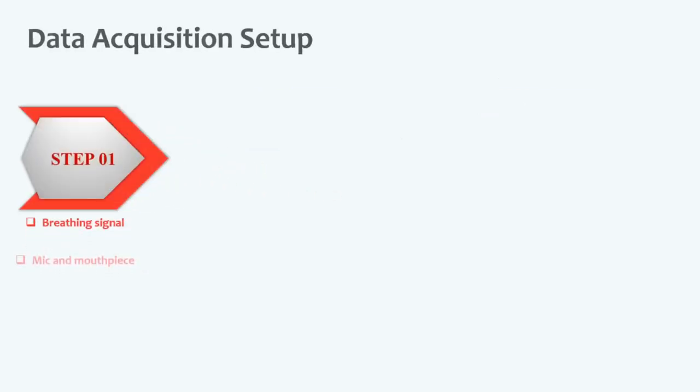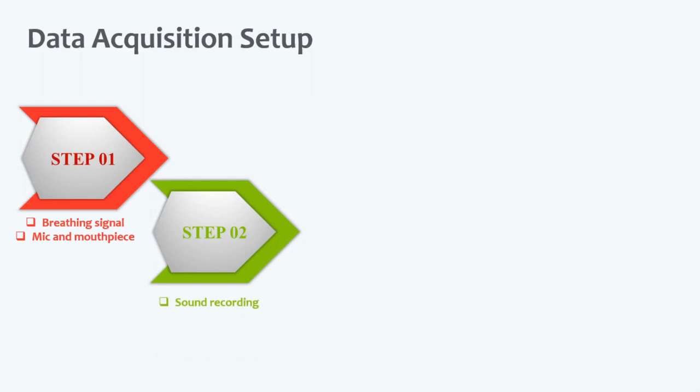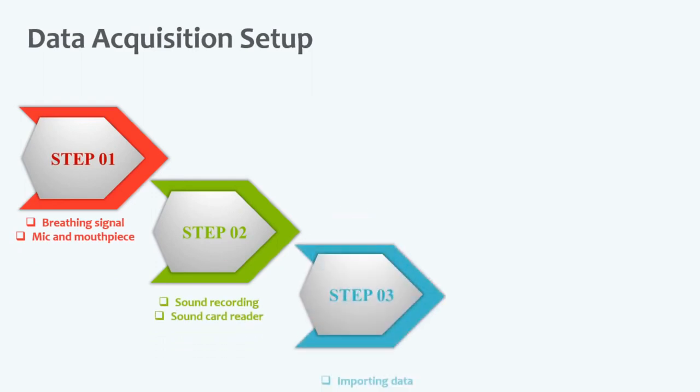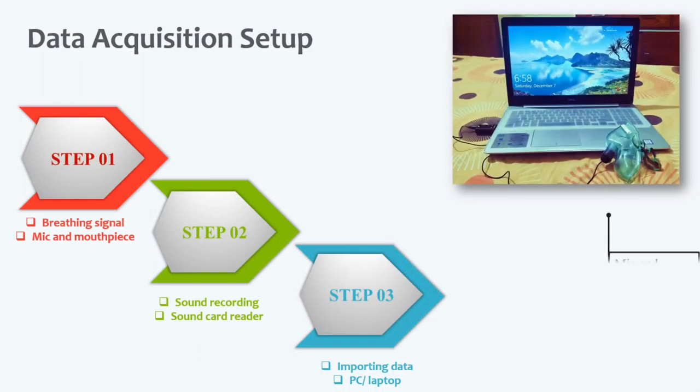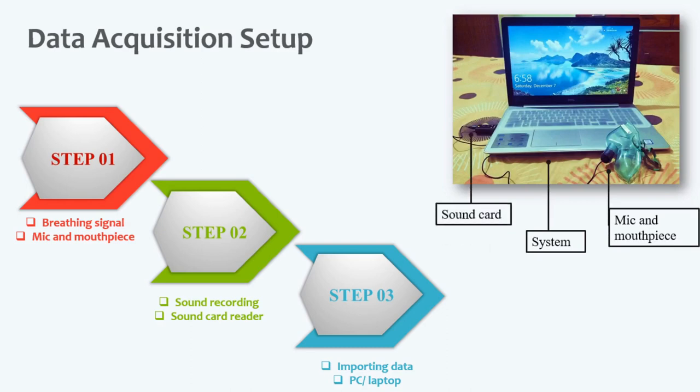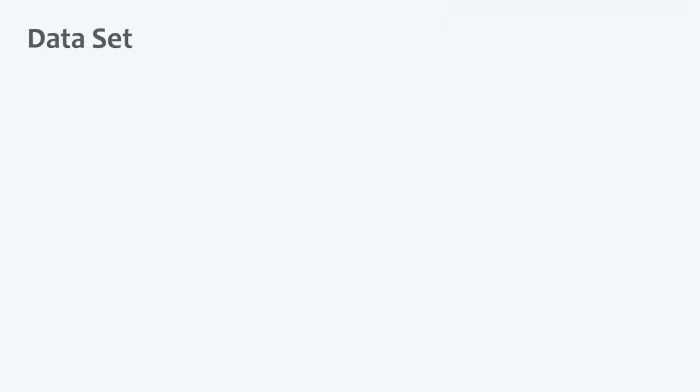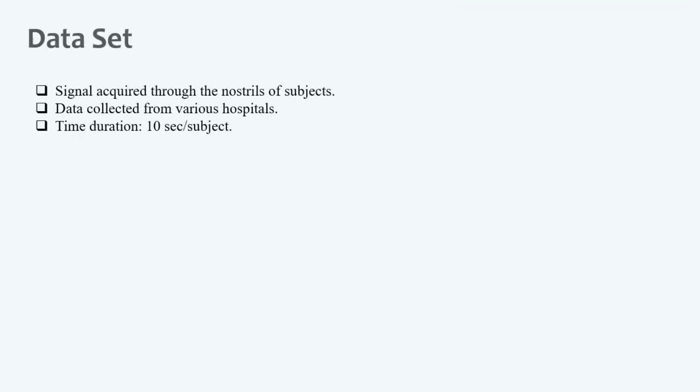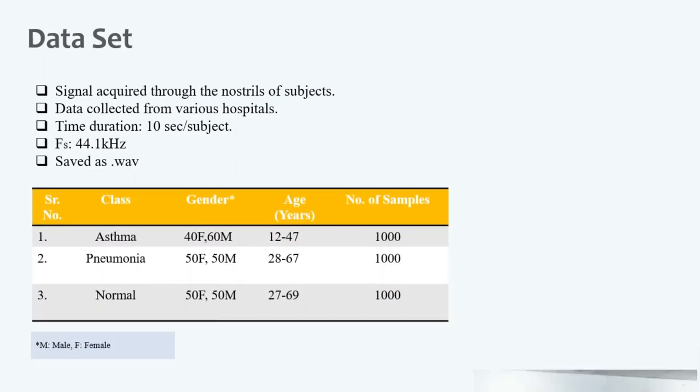For data acquisition, I used an electronic microphone and mouthpiece to record the breathing sounds by placing it near the subject's nostrils. That's how simple and easy it is to acquire lung sounds without any fancy stethoscope or MRI machine. This process is not only cost effective but also health friendly, as it includes no incision and exposure to radiation. You just need a mic, a sound card, and an operating system, and you can collect your lung sounds. Here is the visual representation of how we collected our data.